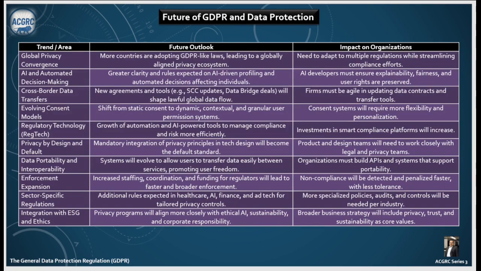Let's now look at some summary tables that should help you plan your strategies. You can pause the screen and look at the details. From a trend perspective, we have global privacy convergence, AI and automated decision making, cross-border data transfer, evolving consent models, and so on. The impact and the future outlooks are defined here.